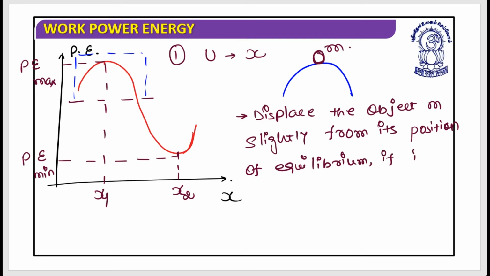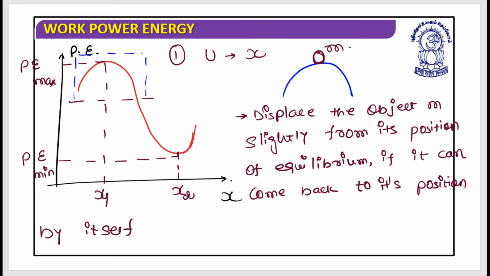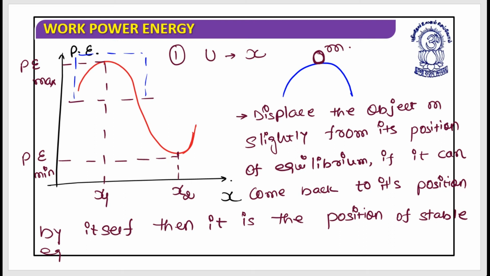If it can come back to its position by itself, then it is the position of stable equilibrium. Otherwise, it is unstable equilibrium.